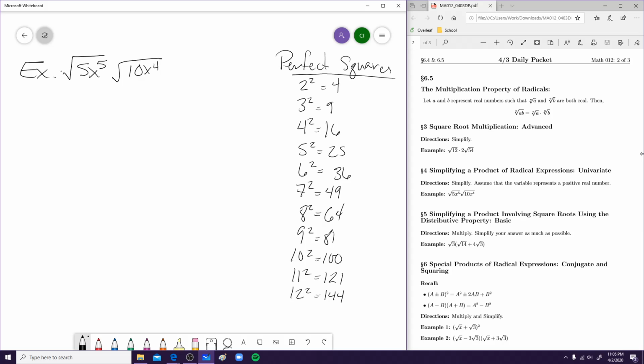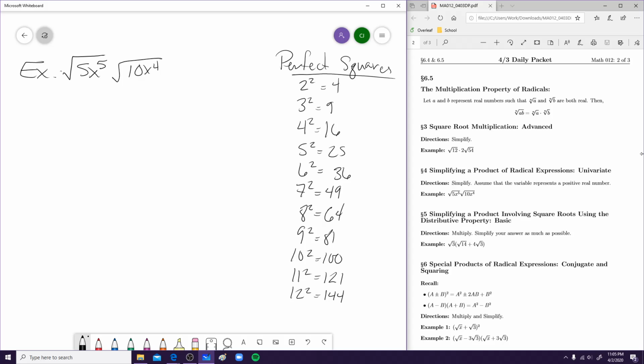Now on to section 4. So the difference between section 3 and 4 is that section 4 is just a step up, and we're now dealing with variables. So for example, we want to simplify, and we're assuming that the variable represents a positive real number, and the given example is the square root of 5x to the 5th, times the square root of 10x to the 4th.